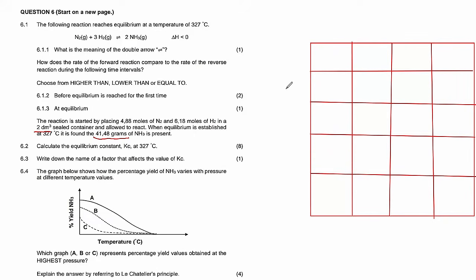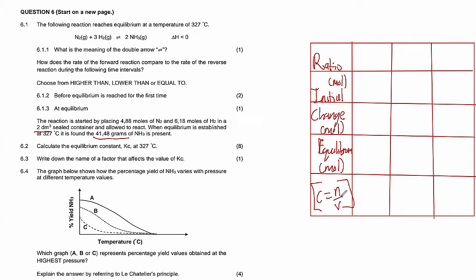Now what you are supposed to do here is to use your RICE method, which means the first R is for your ratio, the I is for the initial number of moles, C is for the change in the number of moles, and E is for the equilibrium number of moles, right? And the last block, remember, is for the concentration at equilibrium. So this one represents the concentration at equilibrium.